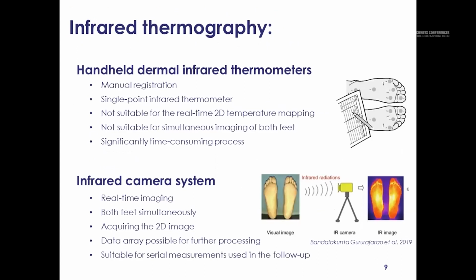Handheld thermometers and infrared camera systems are widely used in research. However, using a handheld infrared thermometer is a manual and significantly time-consuming process as it is a single-point thermometer. It is also not suitable for real-time two-dimensional temperature mapping of the overall diabetic foot or for simultaneous imaging of both feet. Furthermore, it is not possible to get these values automatically in real time for further automated processing.